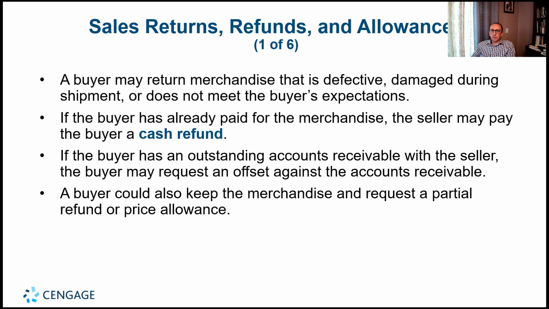So, if we talk about sales returns, refunds, and allowances, a buyer may return merchandise that is defective, damaged during shipment, or does not meet the buyer's expectation. If the buyer has already paid for the merchandise, the seller may pay the buyer a cash refund. If the buyer has an outstanding accounts receivable with the seller, the buyer may request an offset against the accounts receivable. A buyer could also keep the merchandise and request a partial refund or price allowance.